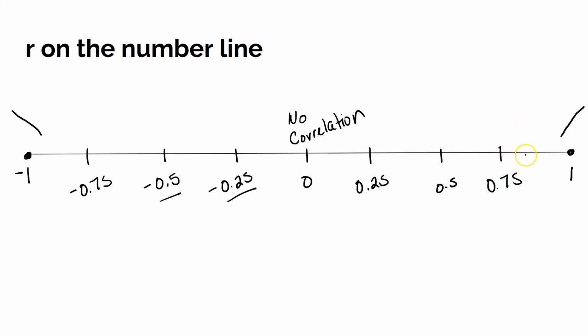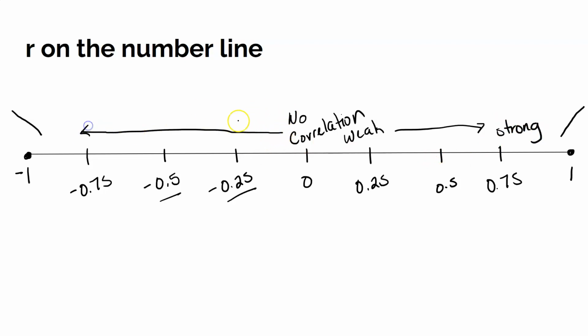In between 0 and 1 goes all the way from a weak relationship to a progressively stronger relationship. It works the same in the other direction. Weak starting at 0 to a progressively stronger relationship. So this is weak, this is strong. So let's look at some actual examples with some scatter plots.